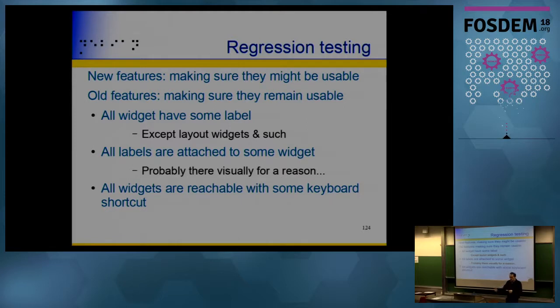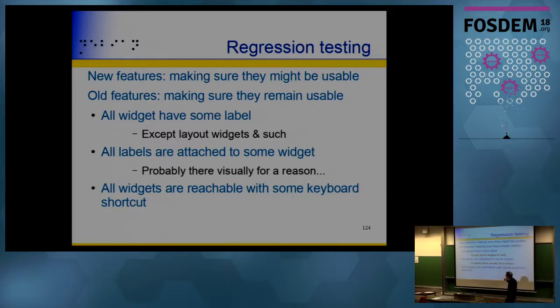So new features should hopefully be usable. That is, there are shortcuts, there are logical relationships. Is that convenient? Maybe not, but at least the new feature with some effort should be accessible. I mean, for the person who actually needs accessibility, maybe it's not convenient, but at least they can achieve the task, with more time than should ideally be needed, but at least it does work. And for the old features, we should make sure that they remain usable, really.